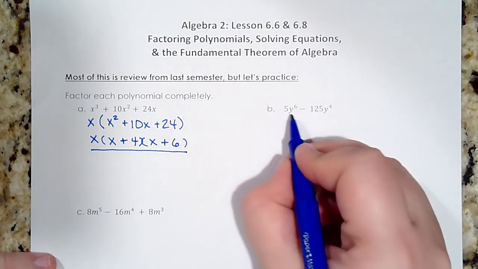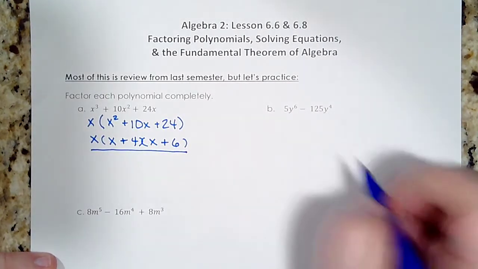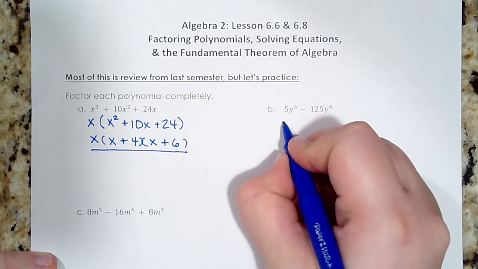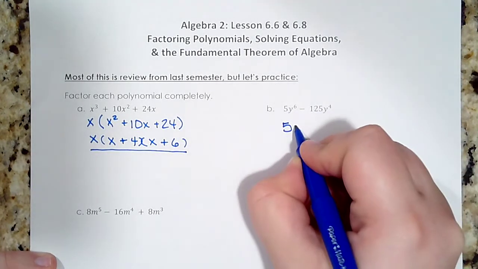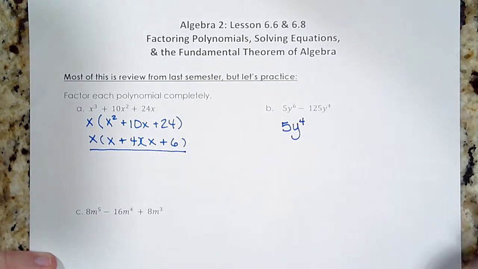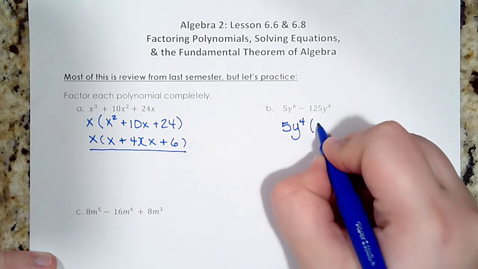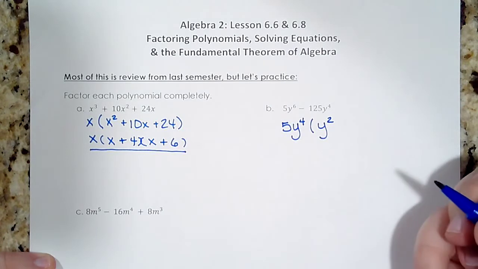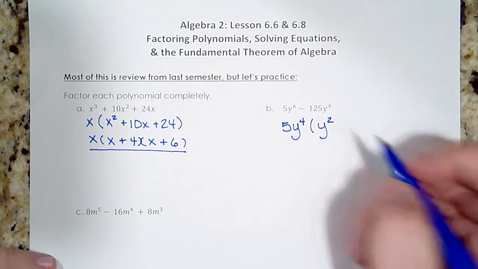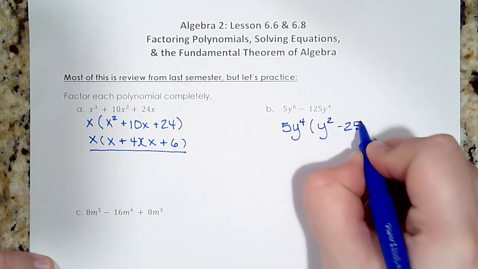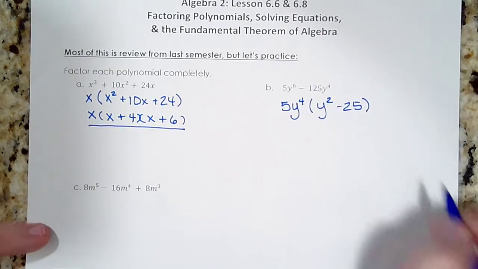Same thing over here. The only way to factor this one is to pull out that GCF, which I notice they're both divisible by 5. I notice they both have y to the 4th, so I can bring that out of both of them. And I'm left with y squared, and then when I divide 125 by 5, I'm left with negative 25. Again, we can break this down further.